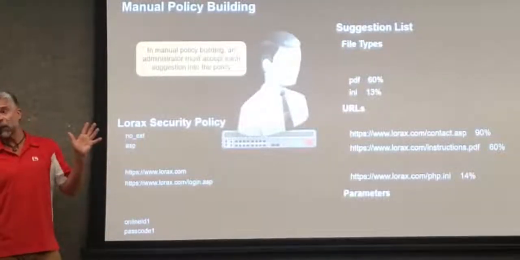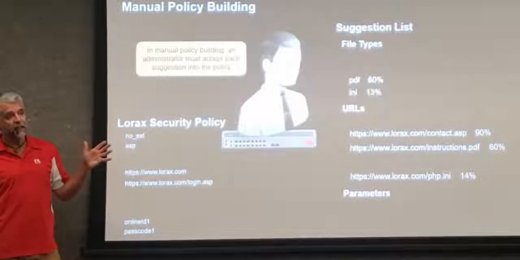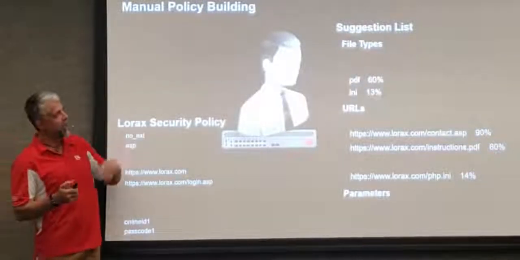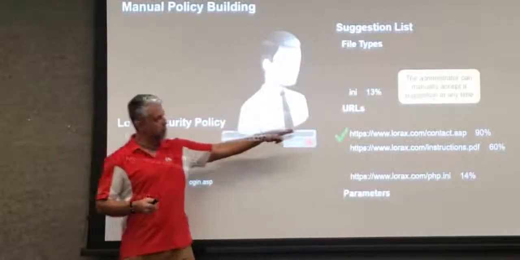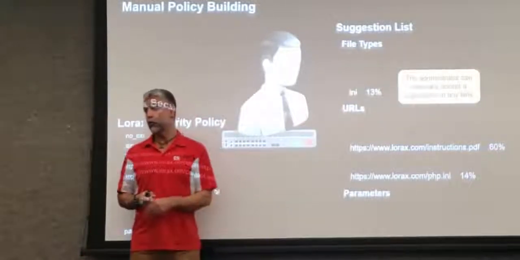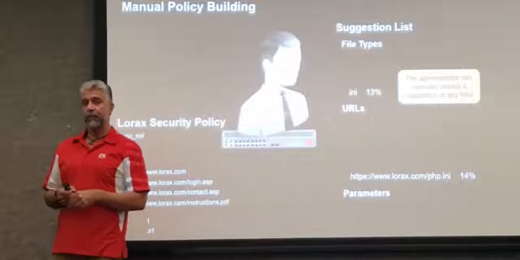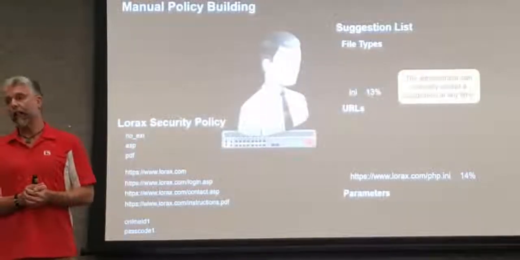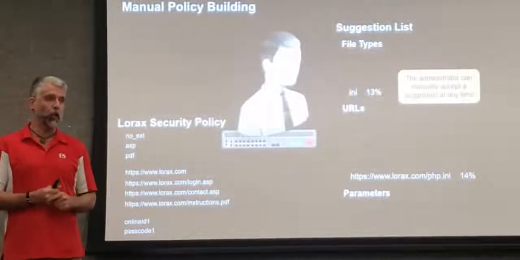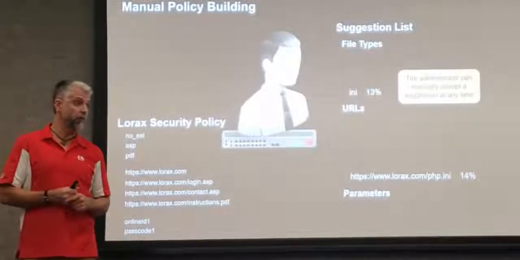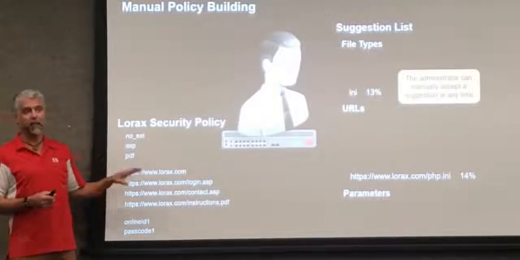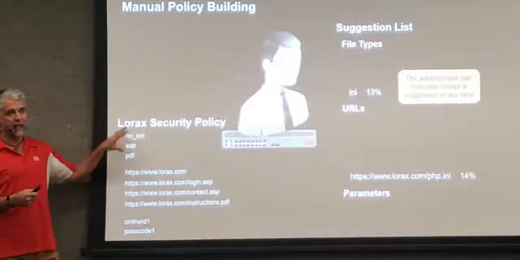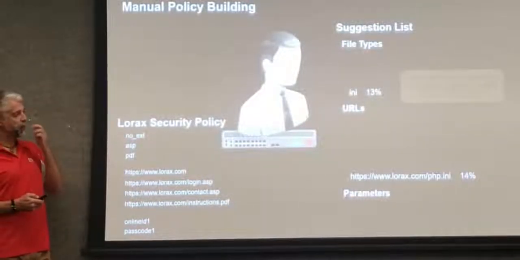However, you don't have to wait till it hits 100%. You also did that in your exercise. You said, you know what? I'm pretty confident that PDF is a valid file type. I'm pretty confident that both of those URLs are valid. But the key here is that somebody has to manually add all those items to my positive security model, also known as my whitelists, my individual whitelists.